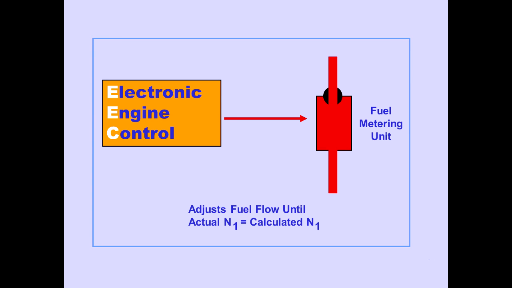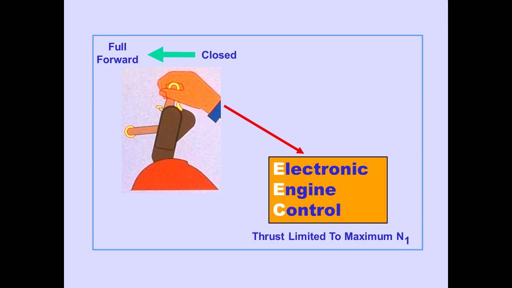The EEC commands the fuel metering unit to adjust fuel flow until actual N1 RPM equals calculated N1 RPM. As the thrust lever moves from the closed position to full forward, the EEC increases thrust from idle to maximum N1. At the full forward position, thrust is limited to maximum N1.